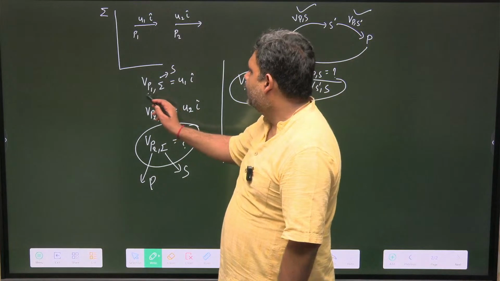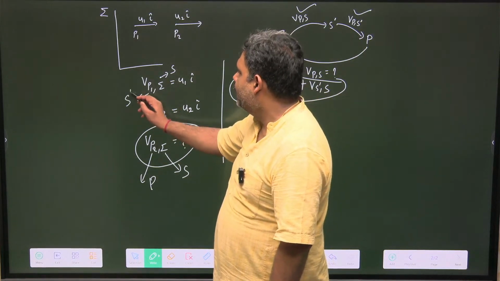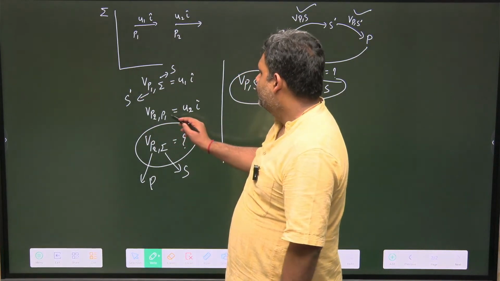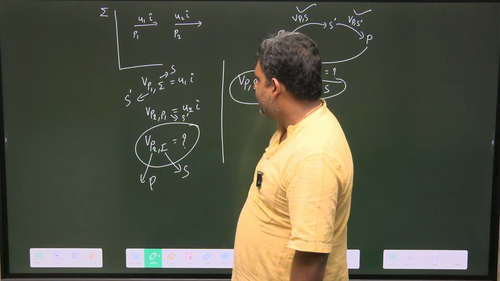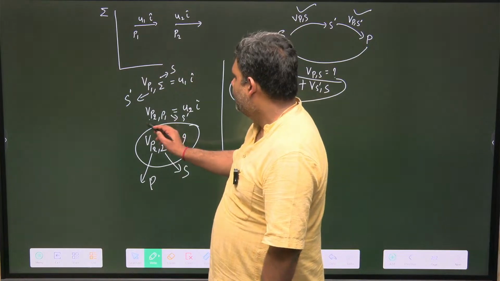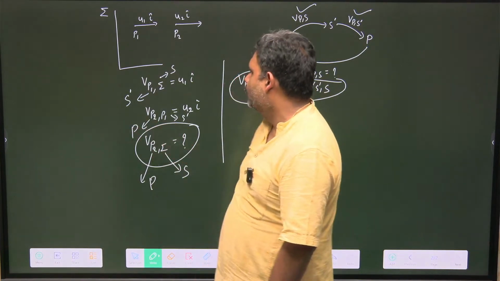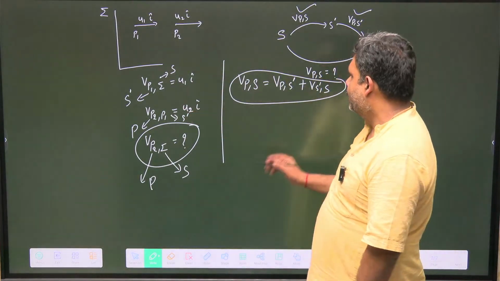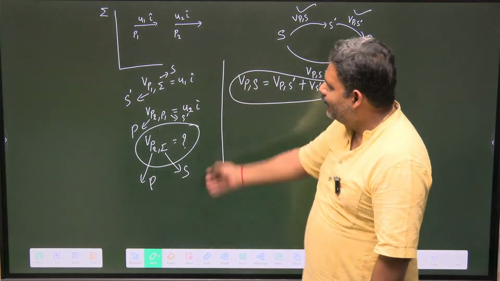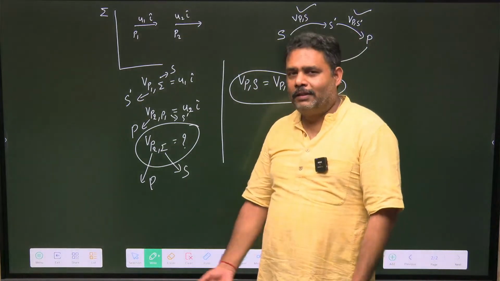P1 will be the remaining thing. So this will be my S dash. This will be my S dash. And this will be my particle. Okay? So here we have to write each and everything, and obviously each and everything in the i cap direction. So this is a very simple one.